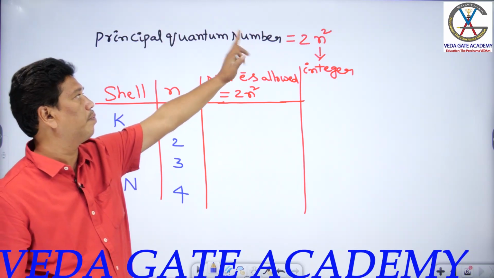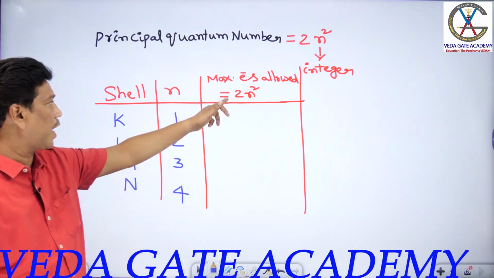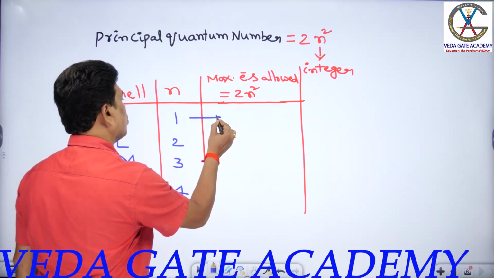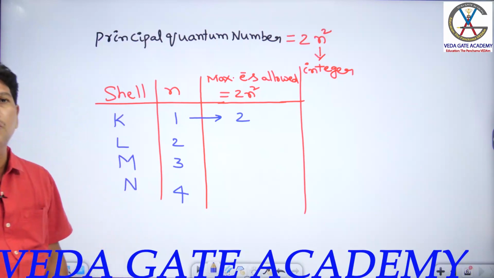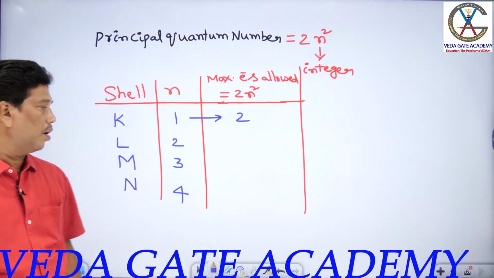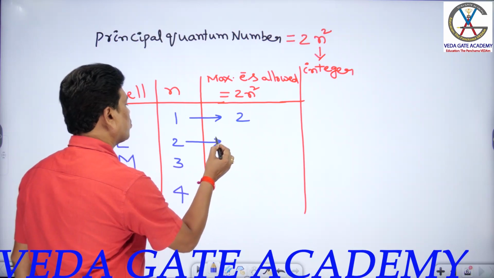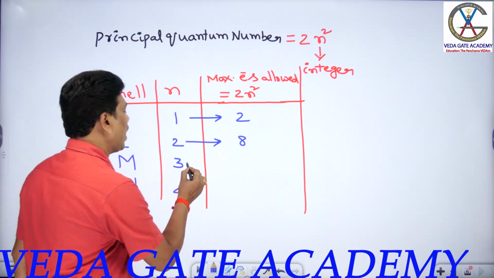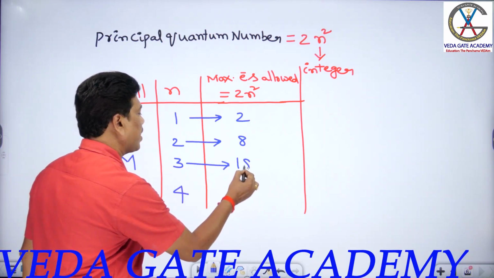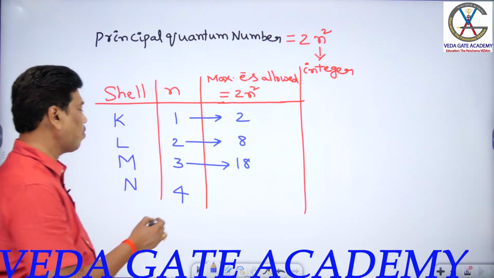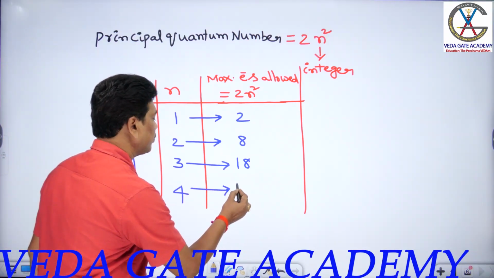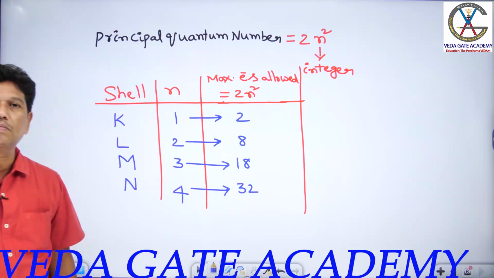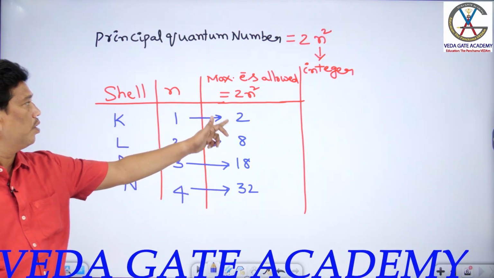Now I can apply this. Maximum electrons allowed is defined by the principal quantum number, 2n square. 2 into 1 square is 2. Next, 2 into 2 square: 2 fours are 8. Next, 2 into 3 square: 3 square is 9, and 9 twos are 18. 2 into 4 square: 4 square is 16, and 16 twos are 32. These are the maximum electrons allowed in the corresponding cells.